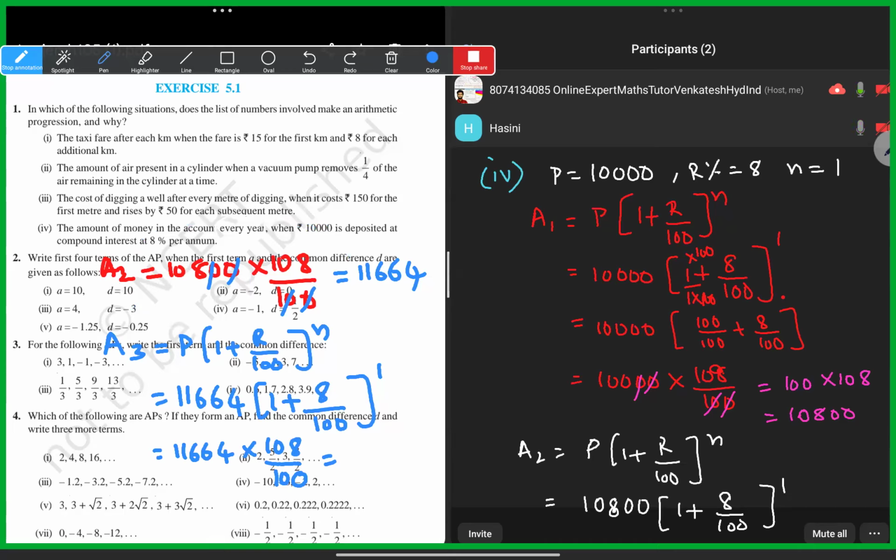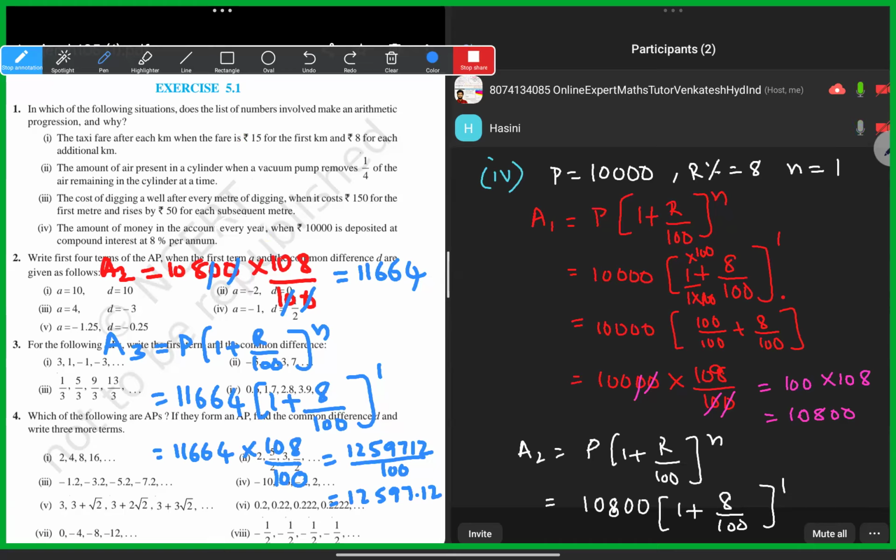Now here we prefer to multiply 11664 into 108, and by 100 it will be easy to shift the decimal. So I am doing 11664 into 108. I'll get 1259712, by 100. By 100 means simply we shift two decimals from the last, to the left. So it will become 12597.12.